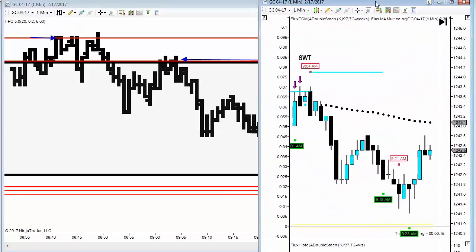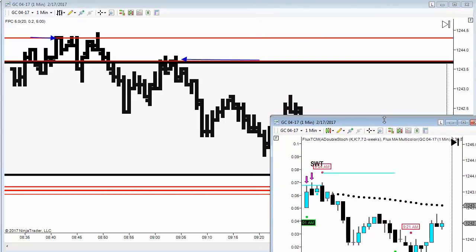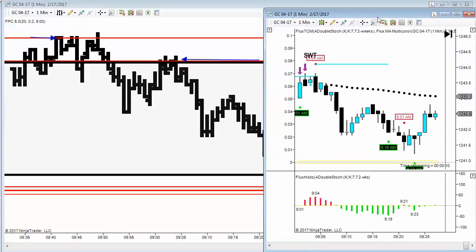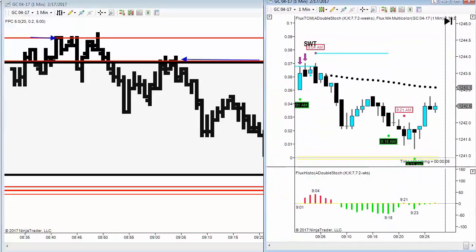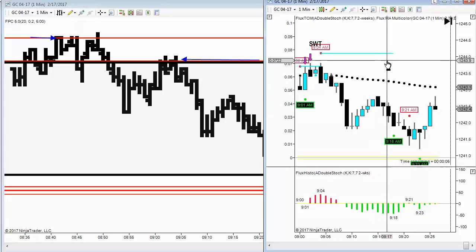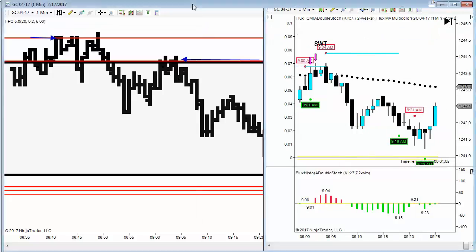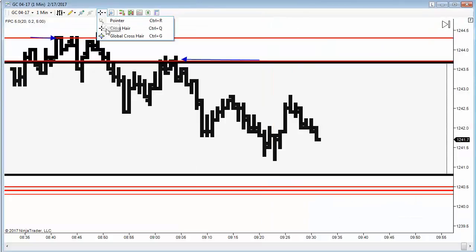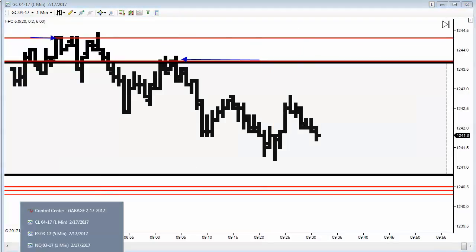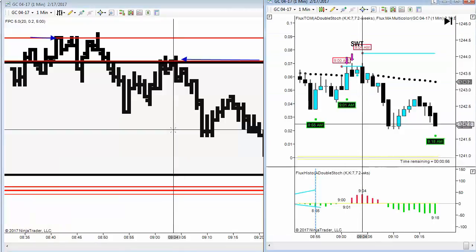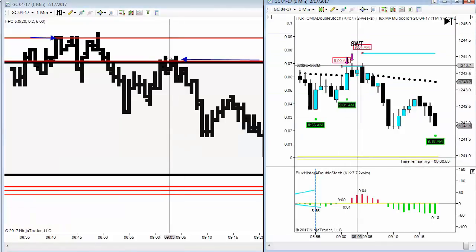Can you guys see my crude, my gold chart here with my time cycle markers and the histograms? Mel, over here at 9 o'clock, I'm going to put the global crosshair on. Can you see on the right-hand side, Carrie, I have a double selling pressure signal.